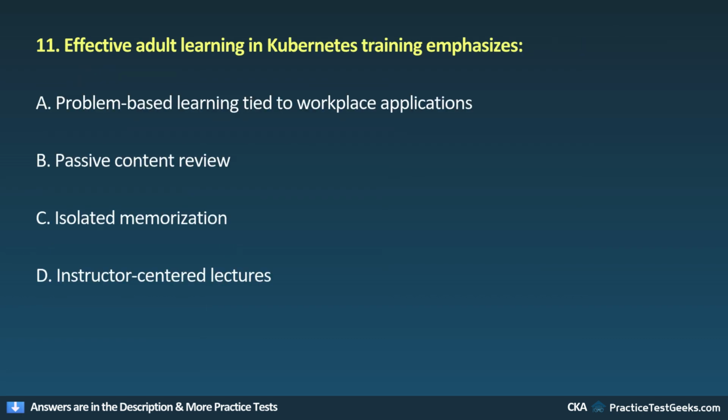11. Effective adult learning in Kubernetes training emphasizes A. Problem-based learning tied to workplace applications. B. Passive content review. C. Isolated memorization. D. Instructor-centered lectures.